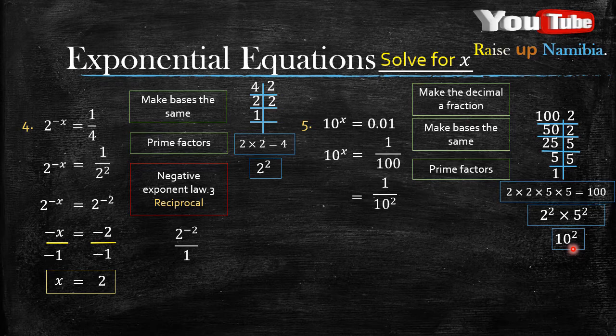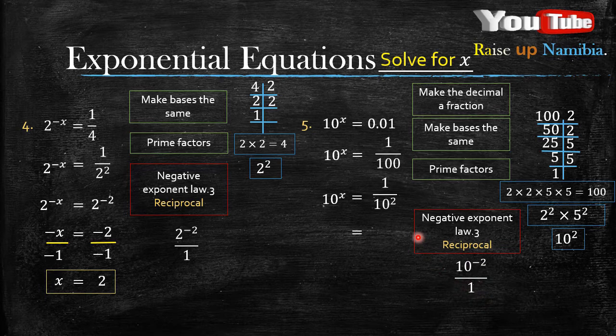So what do we do from here? Remember the negative exponent law, whereby we spoke about the reciprocal? We reciprocate this number, which will give us this number. Now notice that the exponent, which was positive, became negative. Okay? So anything divided by 1 is that number itself. So we will have the answer as just 10 raised to the power negative 2. Okay?